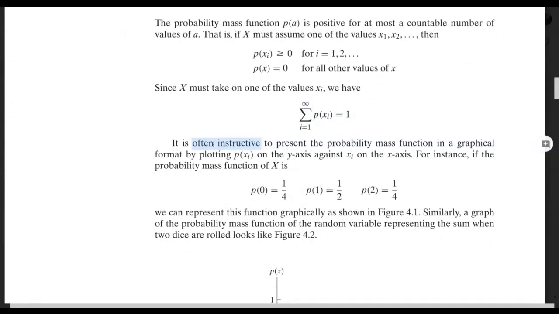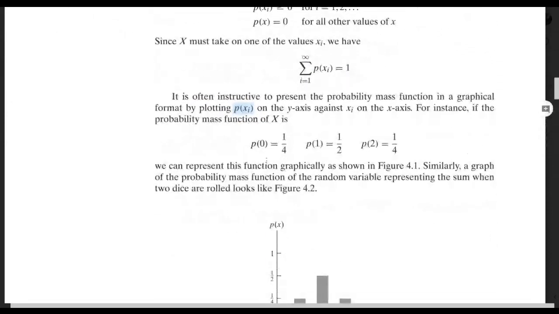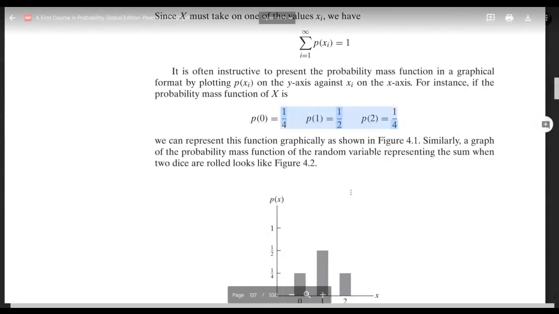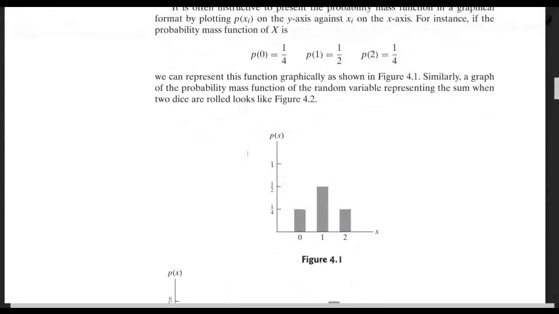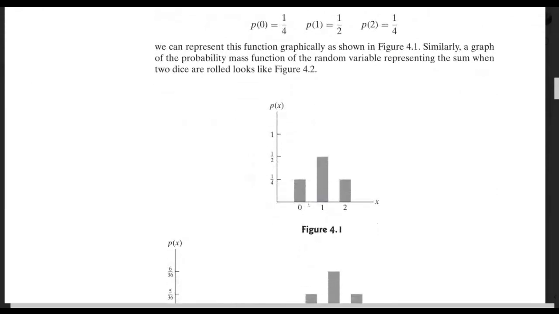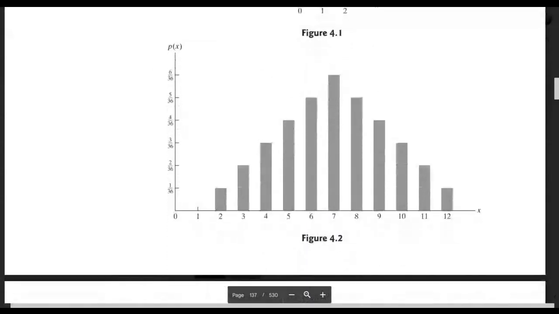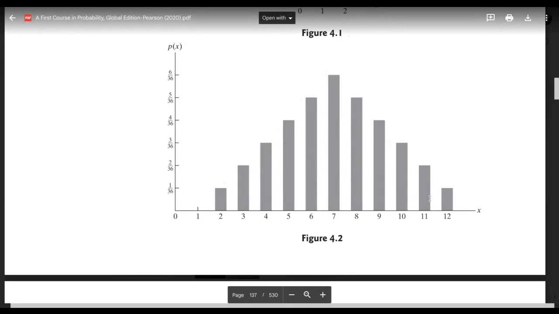It's often instructive to present the probability mass function in a graphical format by plotting P of xi on the y-axis against the xi on the x-axis. For instance, if the probability mass function of x is: probability of 0 equals a quarter, 1 equals a half, 2 equals a quarter. Then adding all those three, we do get 100%. So we can represent this function graphically like this. At 0 we get a quarter, at 1 we get a half, at 2 we get a quarter, or like at 2 we get 1 out of 36, and so on and so forth. This looks like a bell shape.